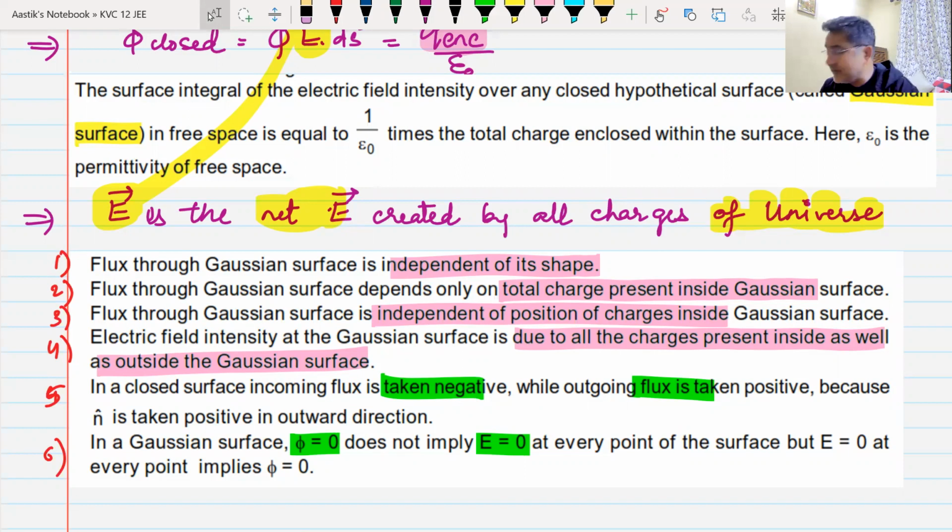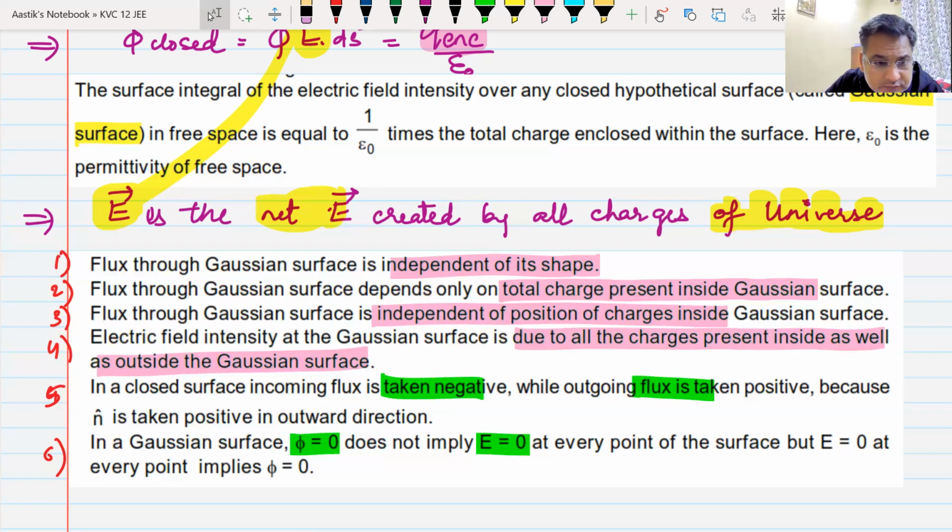But if the electric field is 0, then the flux has to be 0, because if there is no field, there is no flux. Do we understand this better? Yes, sir. I'll give you 1 minute. We remember this? We understand this? Okay. We have found out the flux due to this.